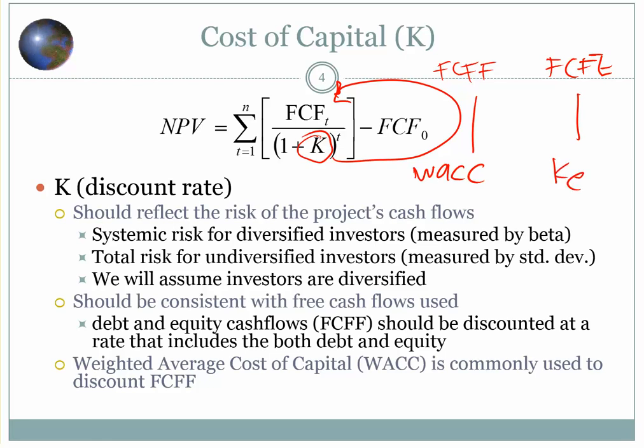This discount rate, in theory, should capture the systematic risk of the project. In other words, the risk not diversified away when a shareholder owns a diversified portfolio of stocks. And again, the weighted average cost of capital is the most common way of calculating a cost of capital for free cash flows to the firm.